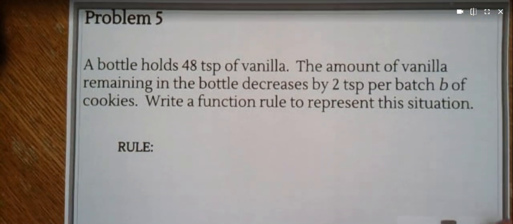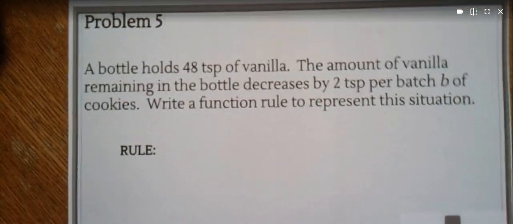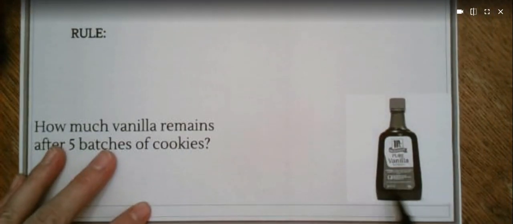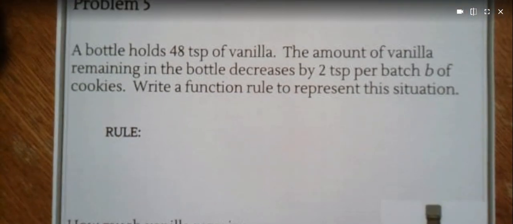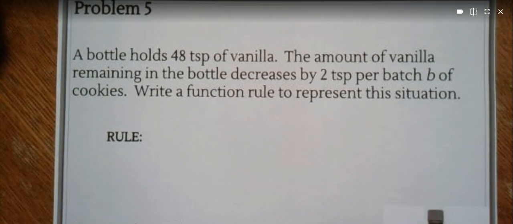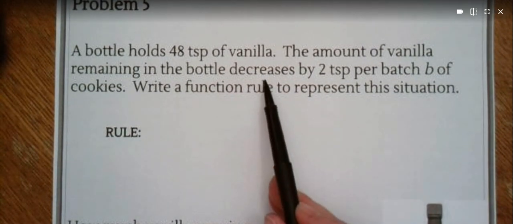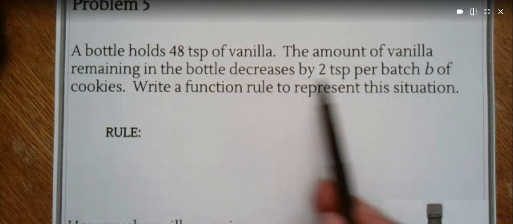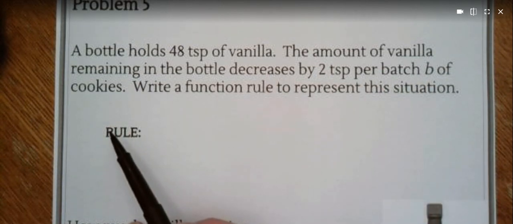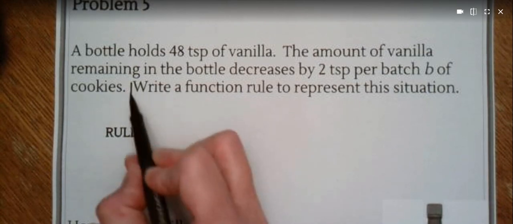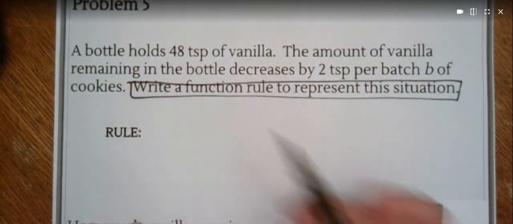Here's 5. Getting back maybe a little easier. Here we have a little bottle of vanilla. You may recognize that if you do any baking. It holds 48 teaspoons of vanilla. The amount of vanilla remaining in the bottle decreases by 2 teaspoons per batch of cookies. Big batches of cookies, I bet. Write a function rule to represent the situation.